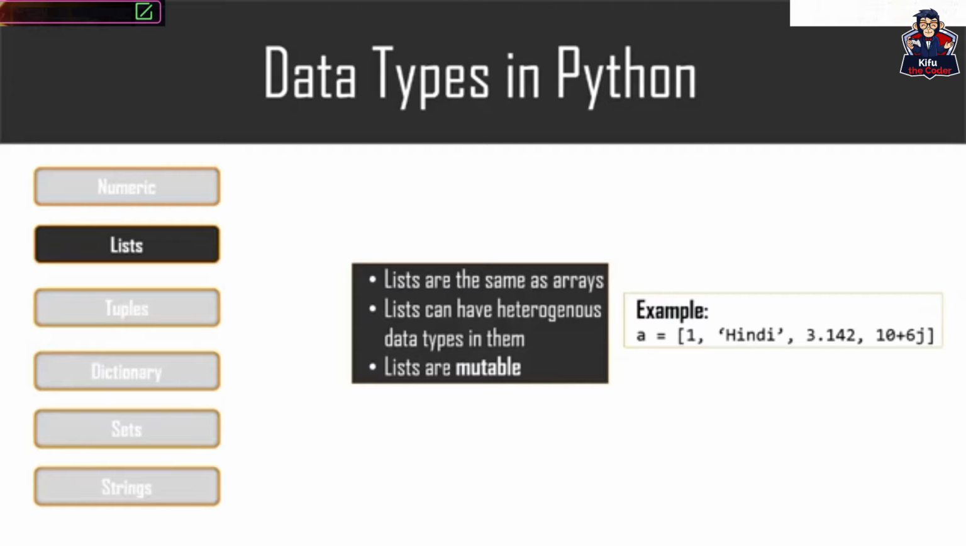It can have integers, floats, complex numbers, strings, lists, tuples, dictionaries. There can be so many other different data types that a list can hold. And lists are also mutable, meaning that you can change particular items in the list.